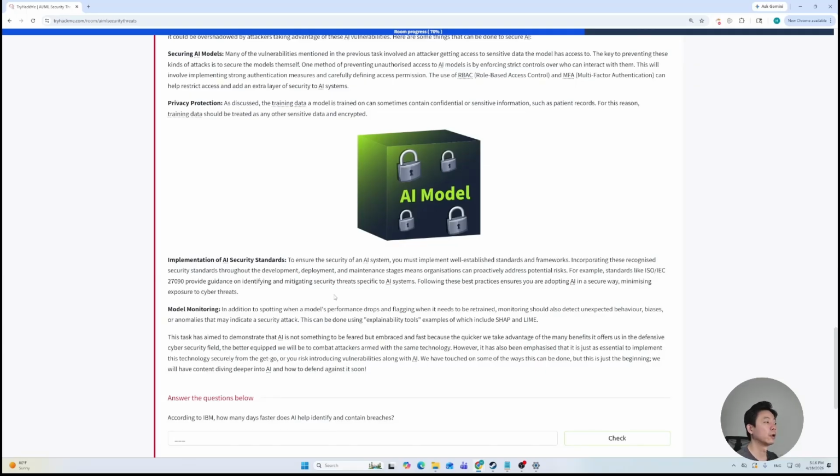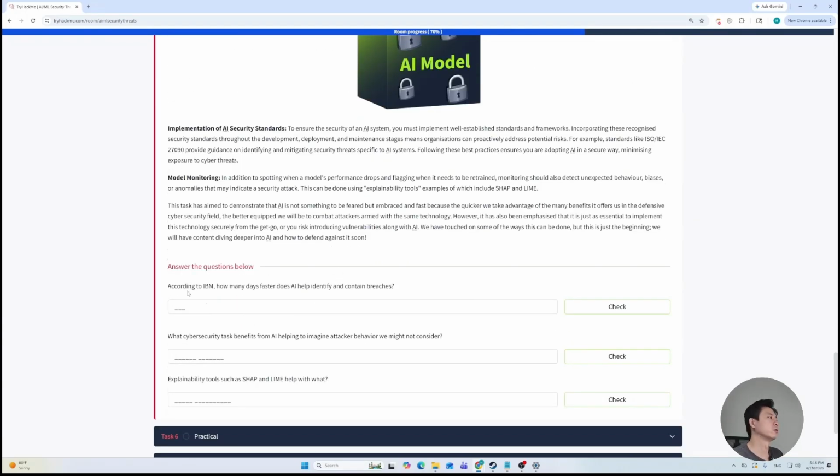Model monitoring. In addition to spotting when a model's performance drops and flagging when it needs to be retrained, monitoring should also detect unexpected behavior, biases, or anomalies that may indicate a security attack. This can be done using explainability tools, examples of which include SHAP and LIME.